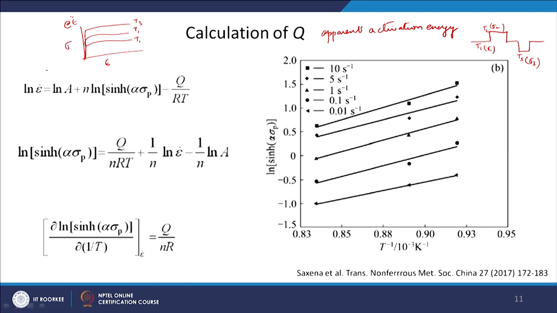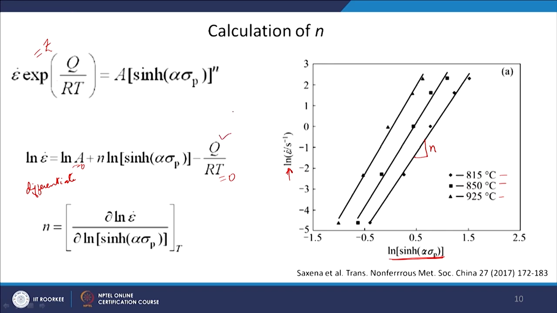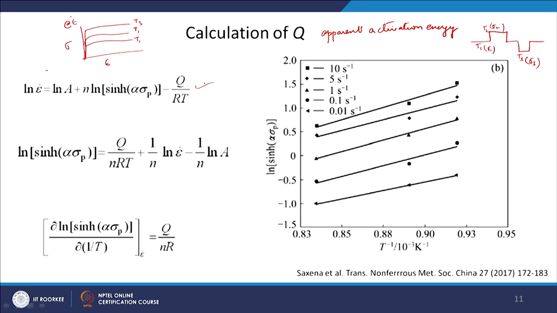So again taking the previous equation where we took the logarithm, we are using it here. So ln epsilon dot equals ln A plus n ln sinh(alpha sigma p) minus Q by RT. And again you are doing some rearrangement here. So this we have kept here, and I am taking this on this side and ln A on this side. So it will become Q by nRT, and we are also dividing by n after taking it there.